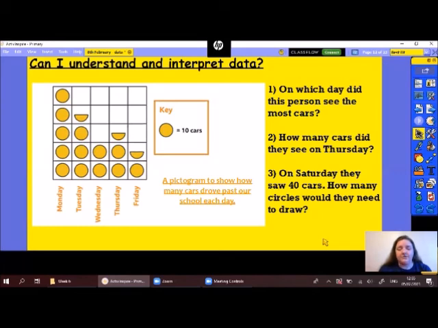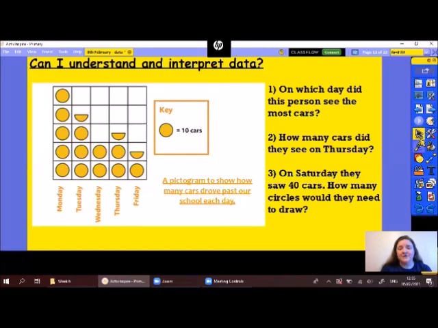And the last question says, on Saturday, they saw 40 cars. How many circles would they need to draw? So if they were adding an extra section to their chart here, showing how many they saw on a Saturday, then how many circles would you need for 40 cars? Well, if each circle is worth 10 cars, then that's 4 circles, isn't it? 10, 20, 30, 40. So that's 4 circles. Well done if you got those. That was a lot of questions today.